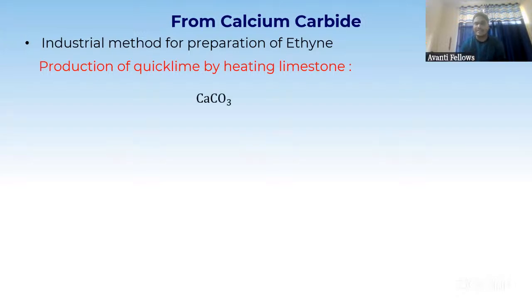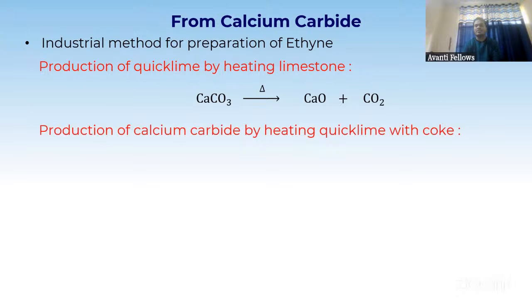First of all, we will make calcium carbide. But look carefully at what we prepare first, because this is an industrial method for the preparation of ethine. So first of all we make quicklime. How will you produce quicklime? By thermal decomposition of calcium carbonate. As soon as we decompose calcium carbonate, we get CaO plus CO2. This CaO is known as quicklime.